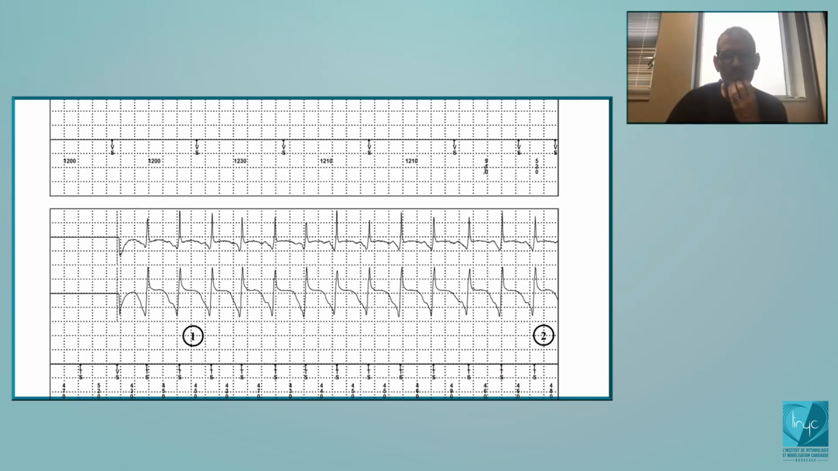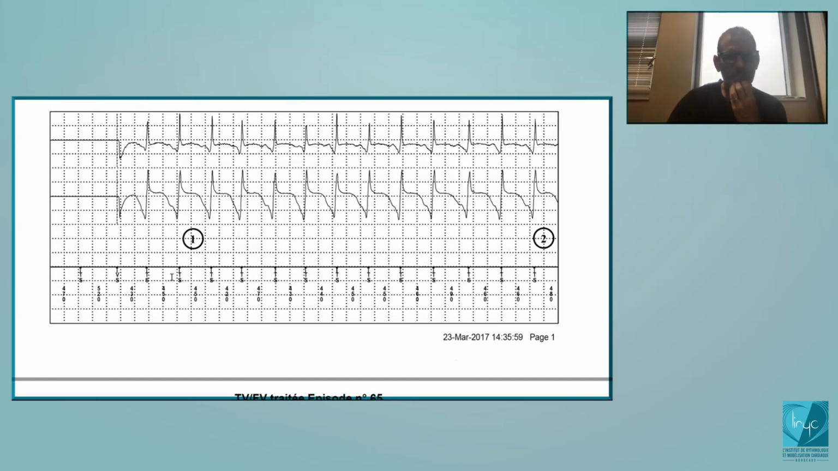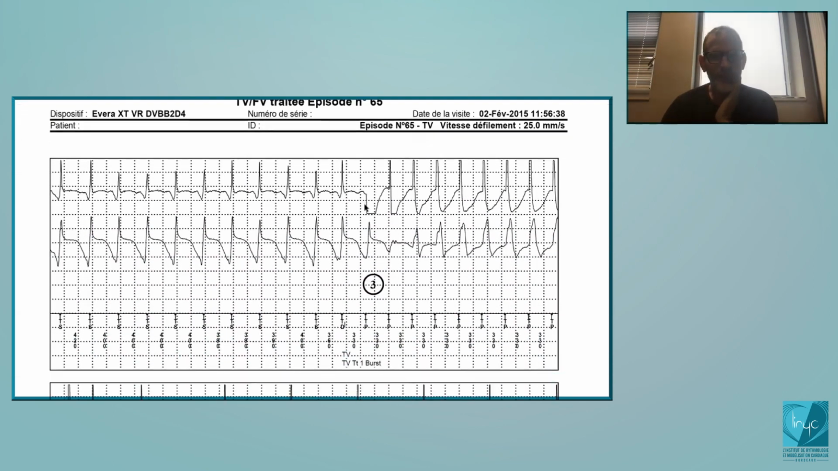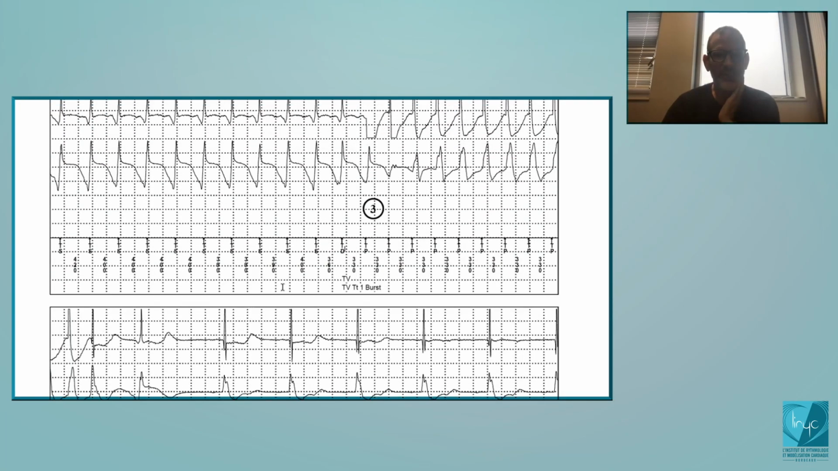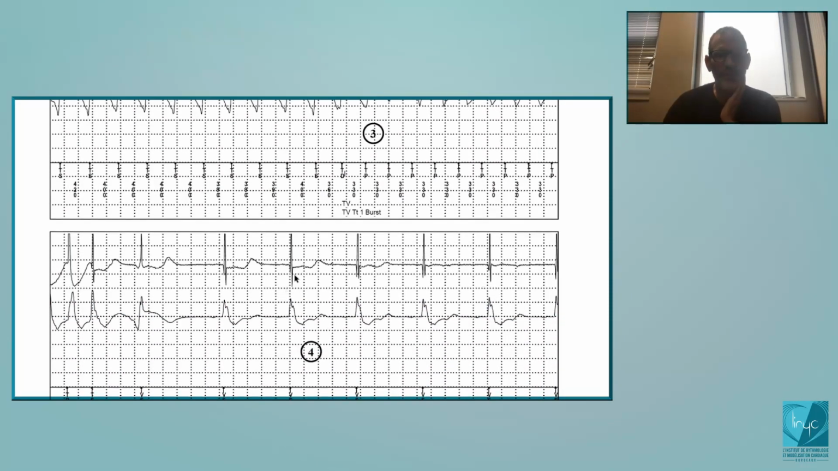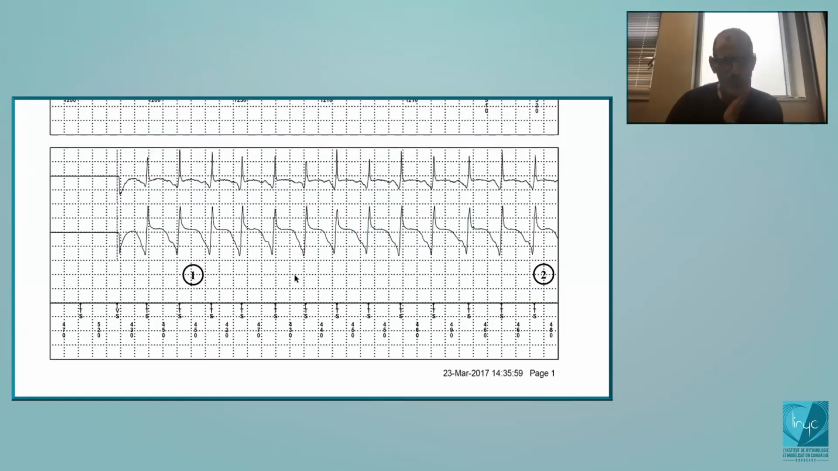But you see there is a sudden onset, clearly, an acceleration. But now this is an episode of VT. For example, if you compare during tachycardia and after tachycardia, there is a clear change in the morphology. That was an example of a patient with a VT.